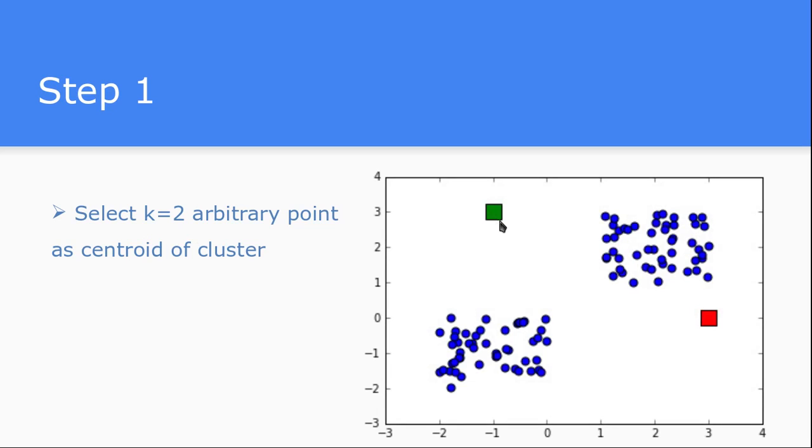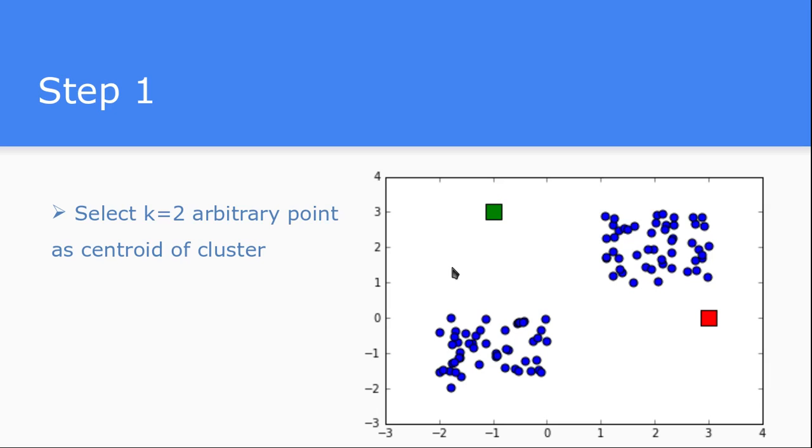So I have taken an arbitrary point as a centroid, and another one as a centroid, but still we haven't touched any kind of data. We have just selected two arbitrary points. If we want to group the data into, suppose, 5 clusters, we have to select 5 different centroids, 5 different arbitrary points, and each will be selected as the centroid of an individual cluster.